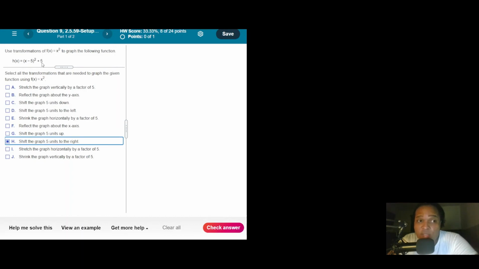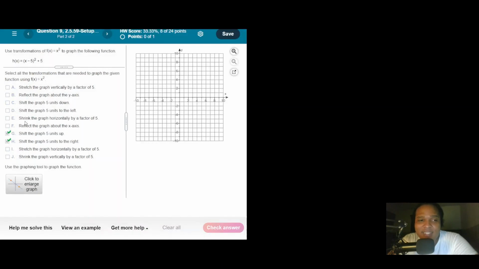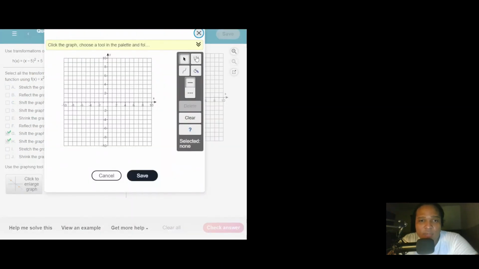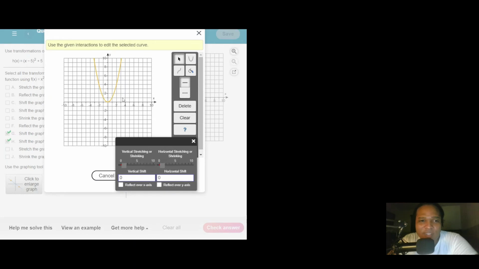The outside changes your y. That's 5 added vertically going straight up. Where is it? Yeah, 5 units up. That's it. Just those two, nothing else, right? No negatives or anything like that. Excellent. Click to enlarge graph, parabola. Let's see if it matters where I click. No, it doesn't matter. You can click anywhere you like.